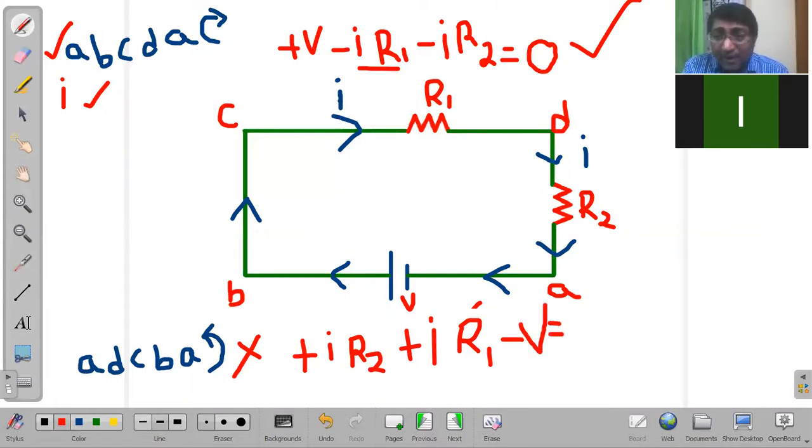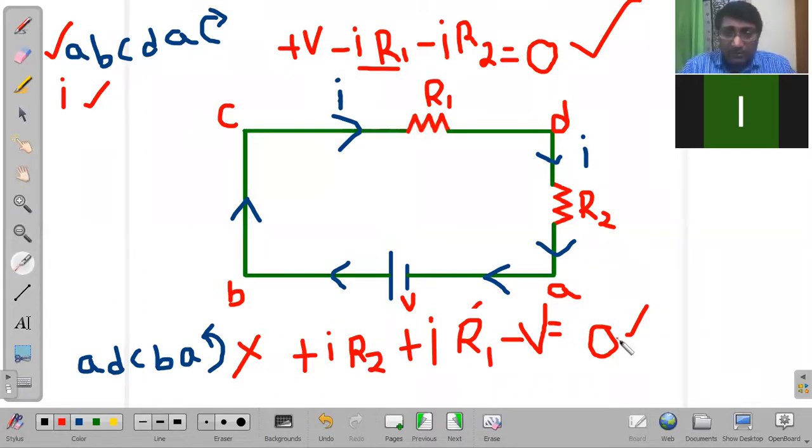And since you travel back to A, you're closing the circuit. So your entire equation should be equated to 0. So that is the equation. And if you observe the top equation and the bottom equation, they are both exactly the same. Only that in this case, IR1 plus IR2 will be on the right side. Here minus V can be taken to the right side. So it's the same equation. You don't have to do it twice.